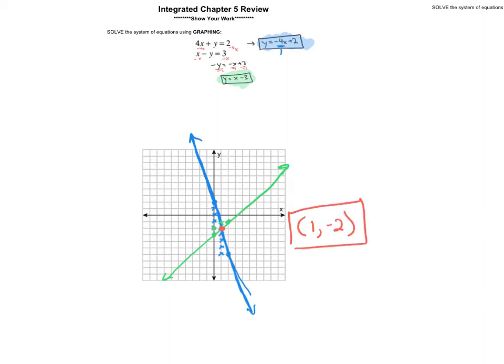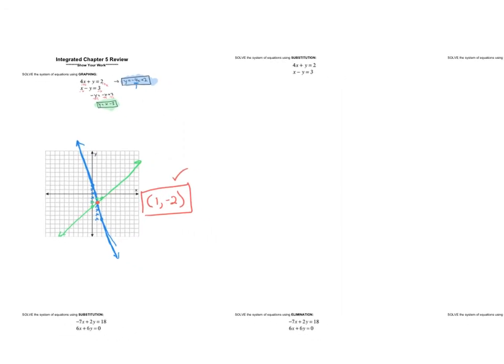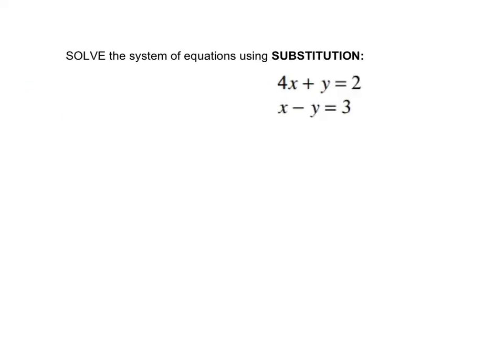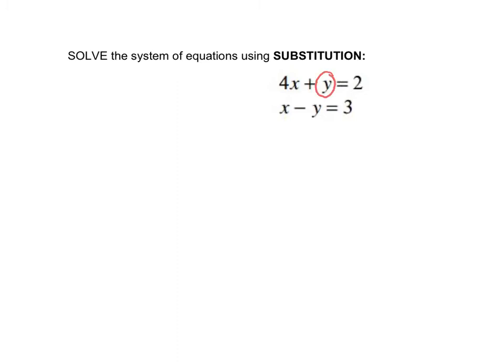Now, I could check that and see if it works, but the great thing about this review is we get to check it by doing substitution. All right, let's do substitution on this. Here's what I would do now. There are many different options available to you. I'm going to just focus on this positive y right here. Let's rewrite this: y equals negative 4x plus 2, because I subtracted 4x from both sides. Okay, got it into a substitutable form, right?